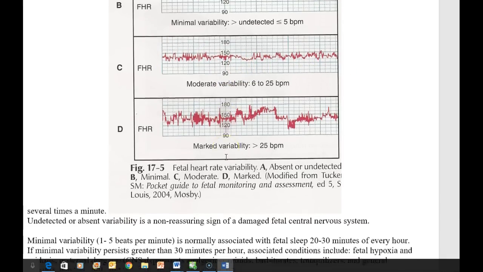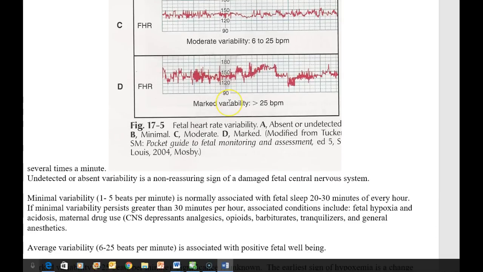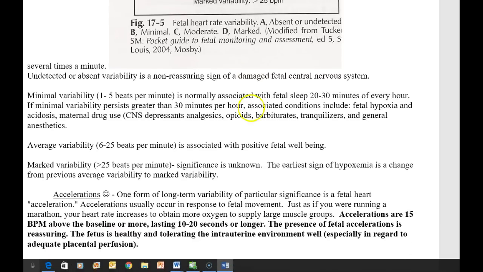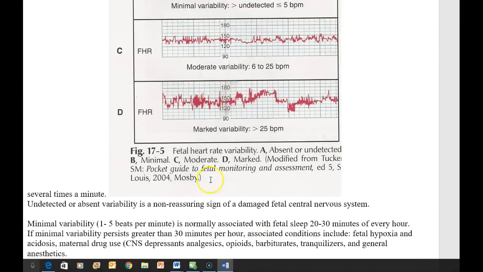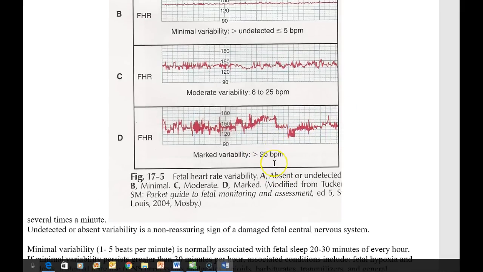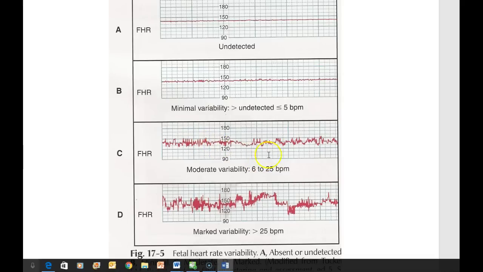And then marked variability is ominous. We do not like marked variability. It can mean early hypoxia. You can see down here, significance is unknown. This is it right here. But it can be marked. It can be early hypoxia, and it can even be fetal seizures. So that is when this line is so thick and it changes so dramatically, it's greater than 25 beats. So what you would like to see here is moderate variability, 6 to 25 beats.